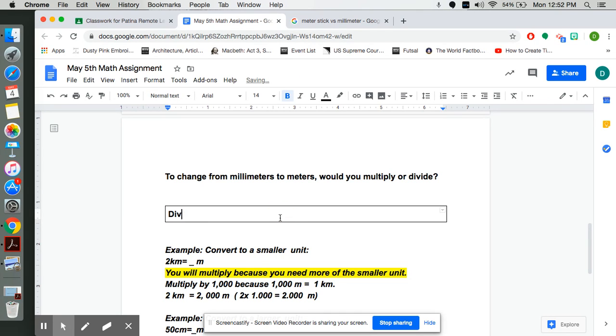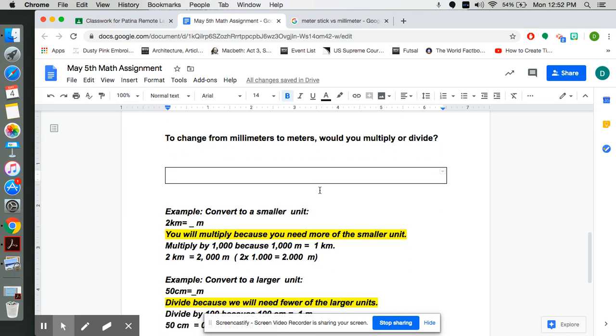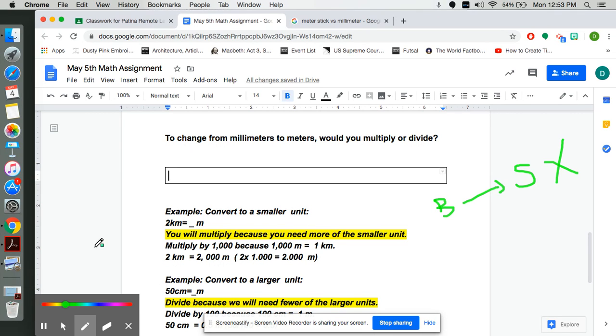Okay, so we're going to do this example together. We're going to make this going from big to small. So if we're going from big to small, I'm going to multiply. So remember, I have a kilometer, and that's the biggest one. If we remember our King Henry died by drinking chocolate milk, the kilometer is big, and we're going to a smaller one, which is a meter.